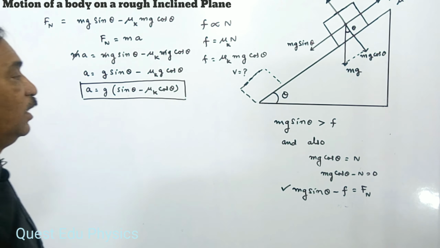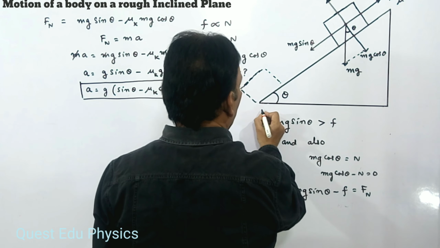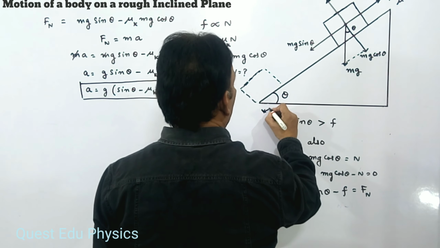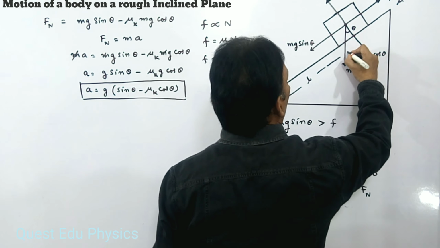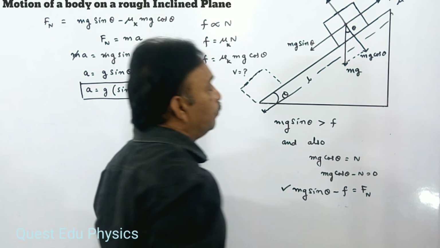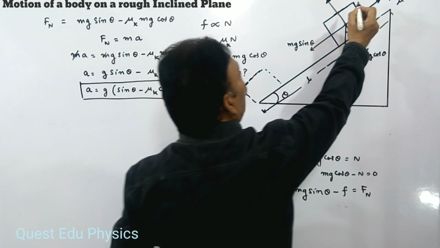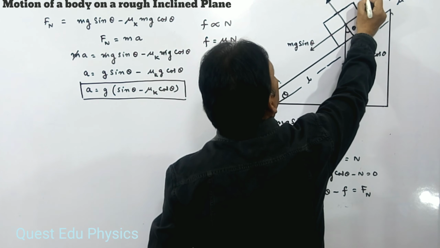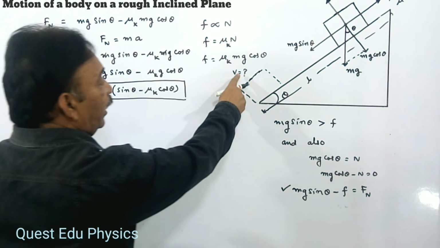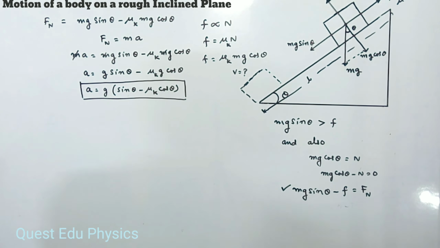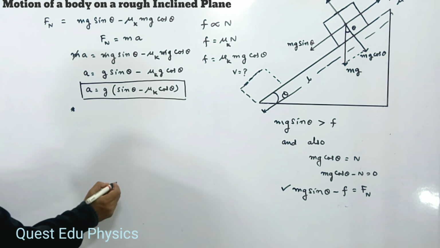Okay students, let's say the length of the inclined plane is L. It is the length of the inclined plane and it is resting at the edge. Just imagine, it is resting means what? Initially it has the velocity of 0 and we need to find what is the velocity here. Okay students, and we have to go with the equations of kinematics.